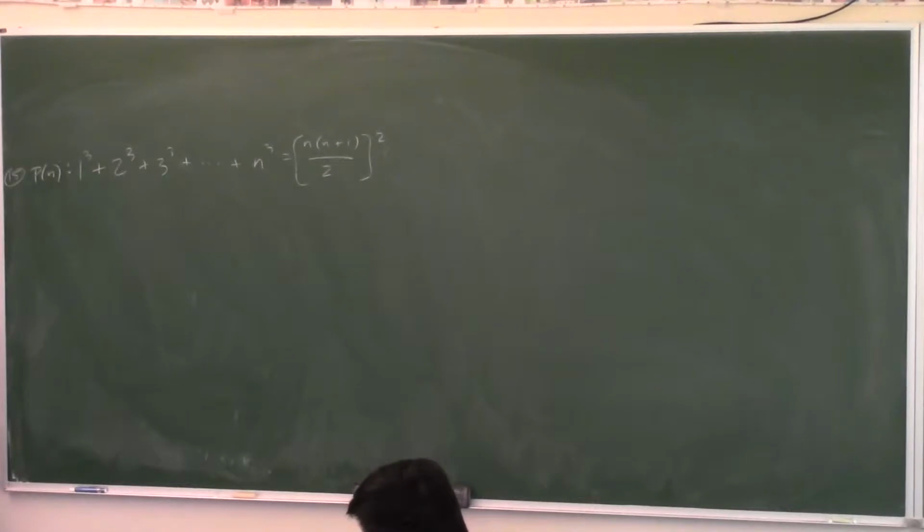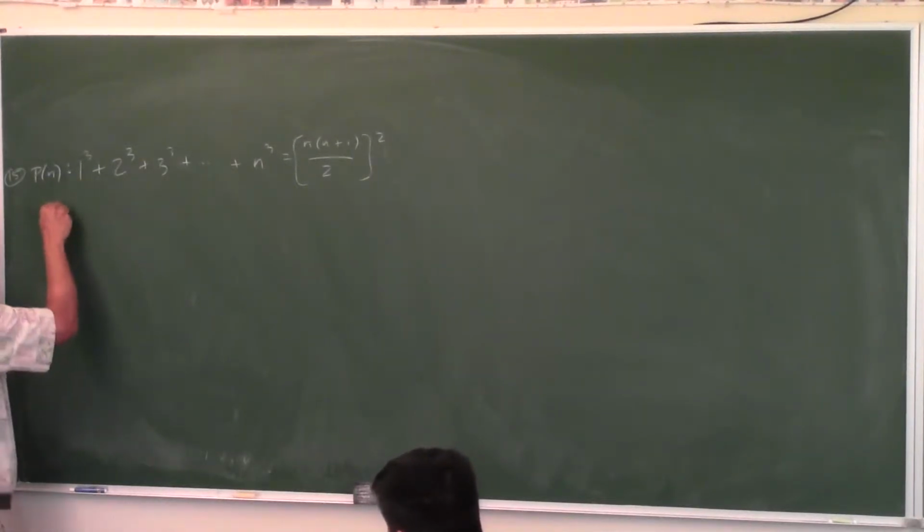Okay, what's the allowance here? P of n. What's the first step? What should I do first? What's the first step in a mathematical induction proof? Wait, let me look at my notes. P of 1 is true. Show that P of 1 is true.